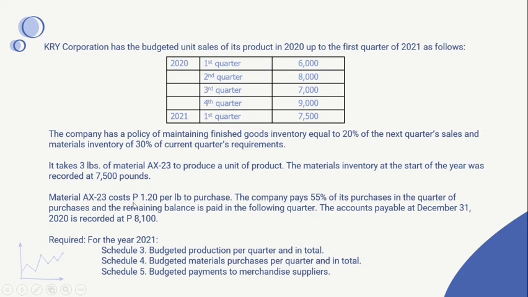The material costs 1.20 pesos per pound to purchase. The company pays 55% of its purchases in the quarter of purchase, and the remaining balance is paid in the following quarter. The accounts payable at December 31 is recorded at 8,100 pesos. So, required schedules are the following. Budgeted production per quarter and in total. Budgeted materials purchases and budgeted payments.